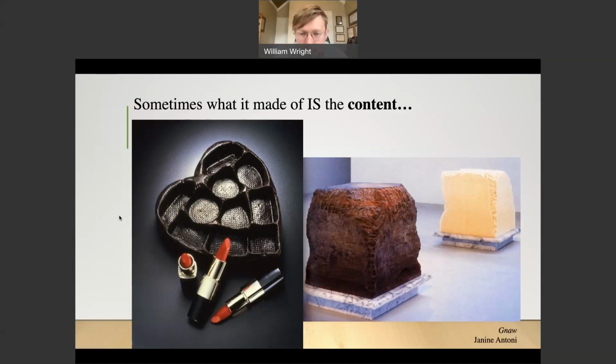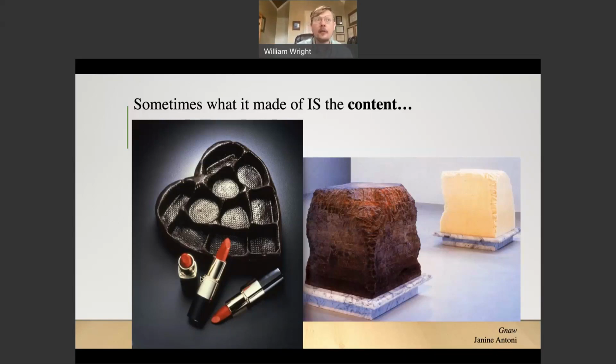This piece here is a block of chocolate and a block of lard. What Janine Antoni basically did here was she would take a bite of the chocolate each day and shape it, or a bite of the lard each day and shape it. She shaped the chocolate into this empty heart case that would usually house chocolate pieces, right? And then the lard she shaped into lipstick.